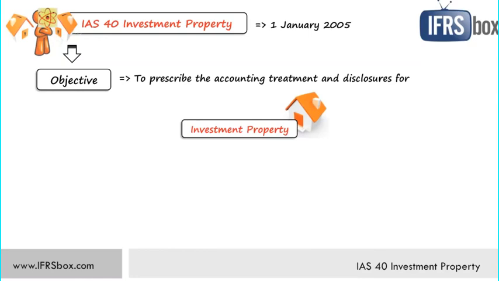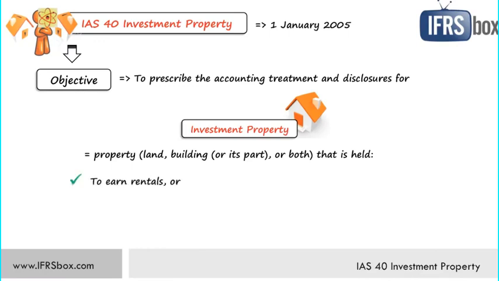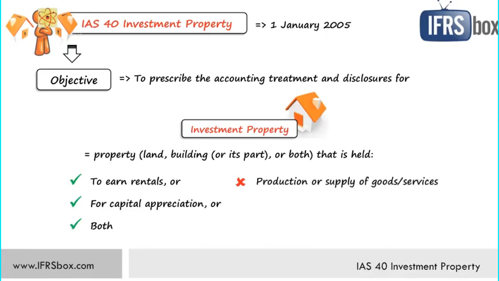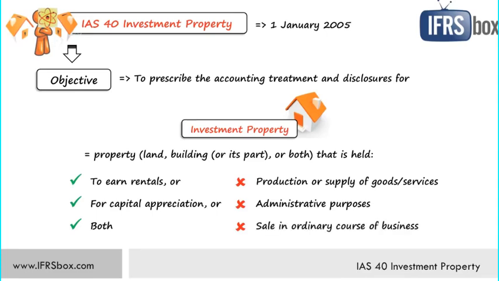But what is the investment property? It is a land or building or a part of it or both. So you can see here we speak solely about immovable tangible assets, and that is held for either to earn rentals or for capital appreciation. It means to make money on increasing prices on the real estate market, or for both. So investment property is not held for use in the production or supply of goods or services or for administrative purposes. It is also not held for the sale in the ordinary course of business.